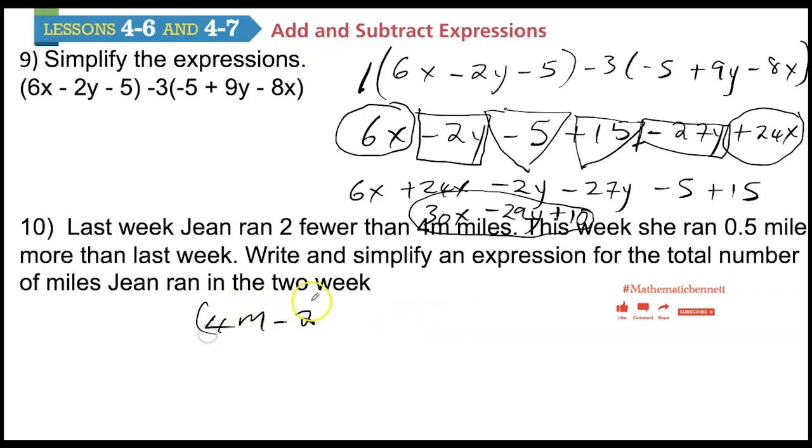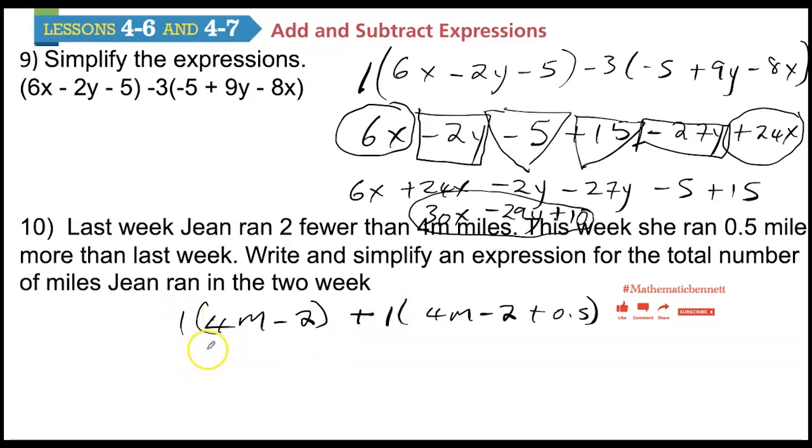So this was last week. This week she ran 0.5 miles more than what she did last week. So this was last week and this would be this week. So they want to write a simplified expression for the total number of miles. So since they want a total, we have to add. Alright, let me put my invisible ones.